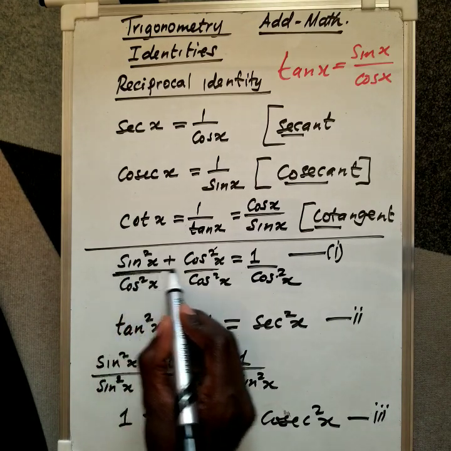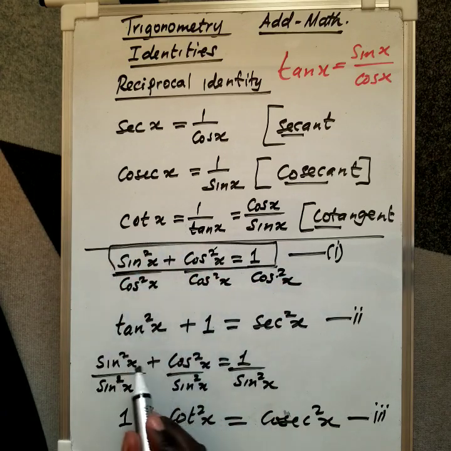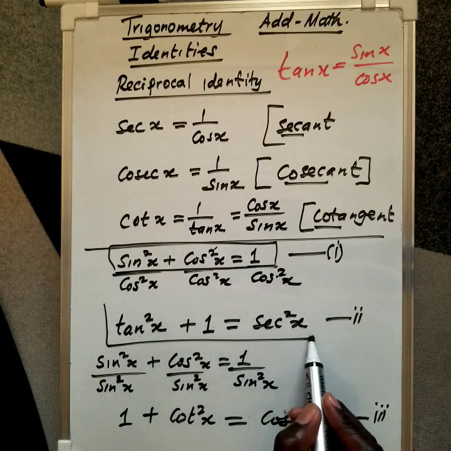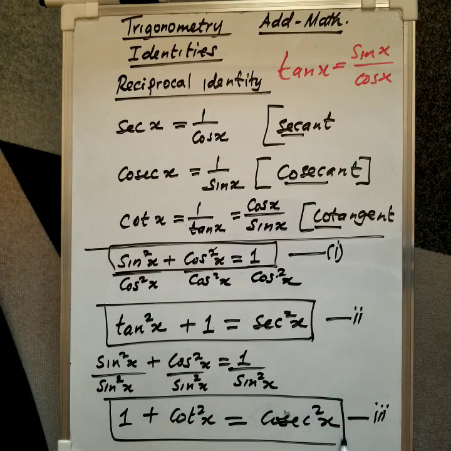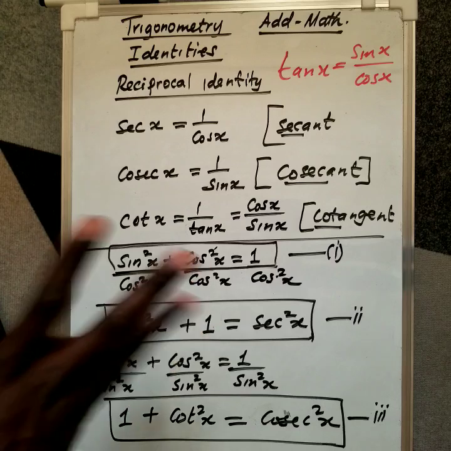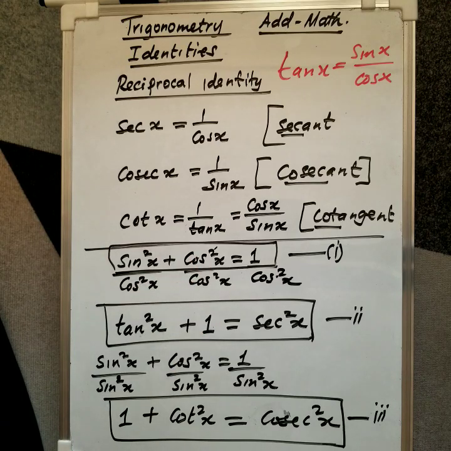So remember, the first one is that one there. The second one is this one that we have just come up with, and the third one is this one that we have come up with. These identities are very important, and we are going to be using them to prove identities. I'm going to show you how to use the reciprocal identities as well as these identities to prove. So watch out for another video, where we are going to look at this discussion.